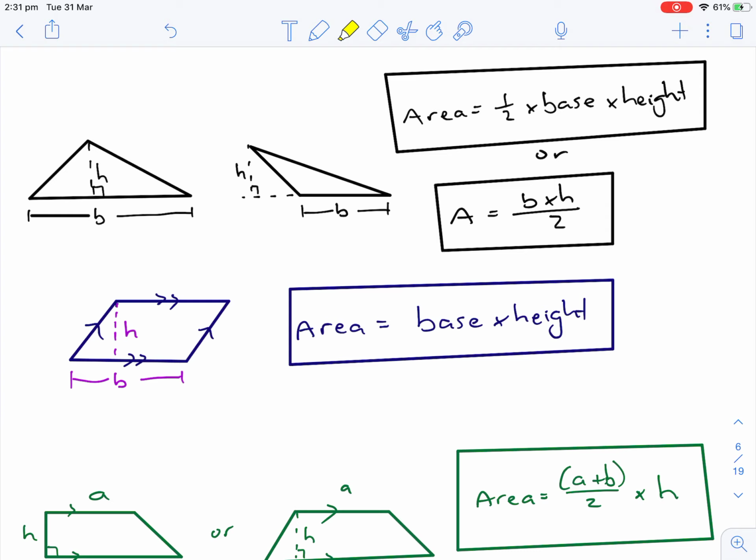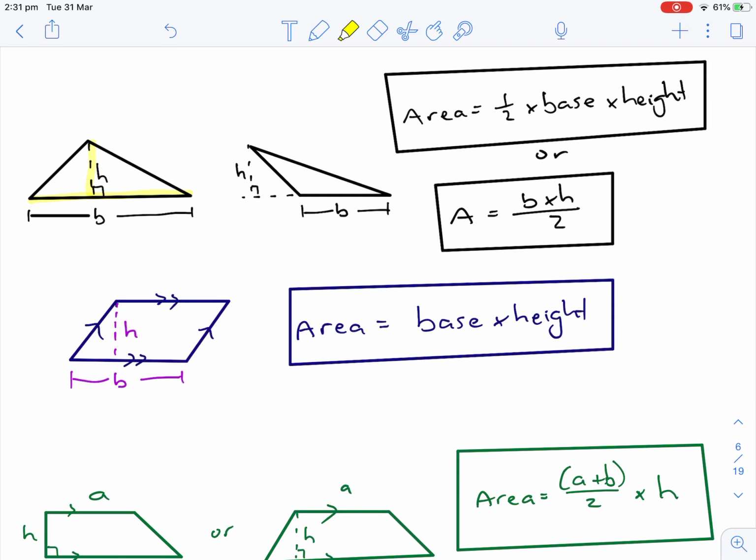Triangles are half base times height. Now, don't get too confused with the triangles. Sometimes they'll look like this. Your base can be any of the sides. It actually doesn't matter which side you call the base, but your height must come at a 90-degree angle from the base. So in this case, I'll be using my base and my height as shown here.